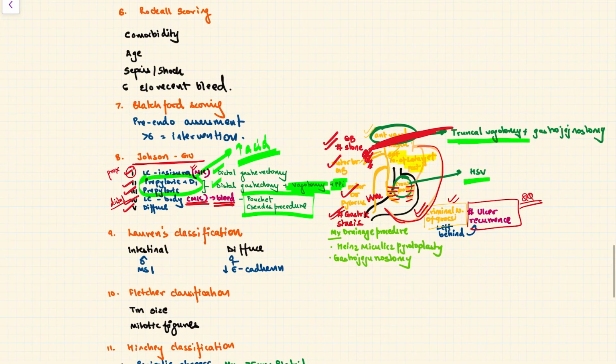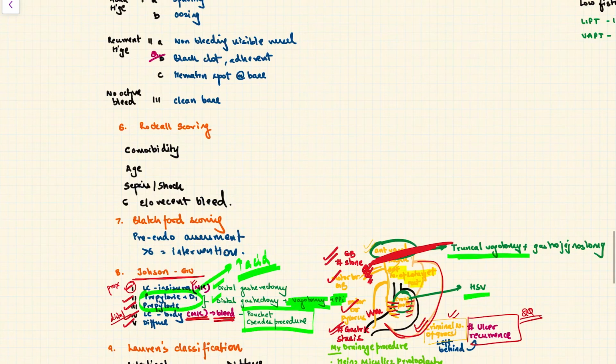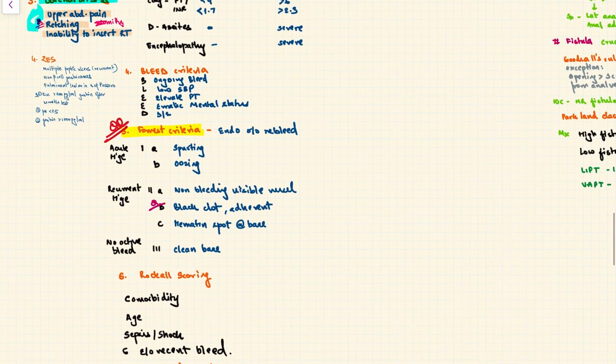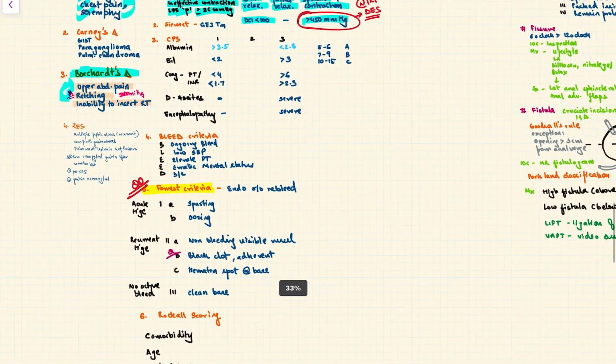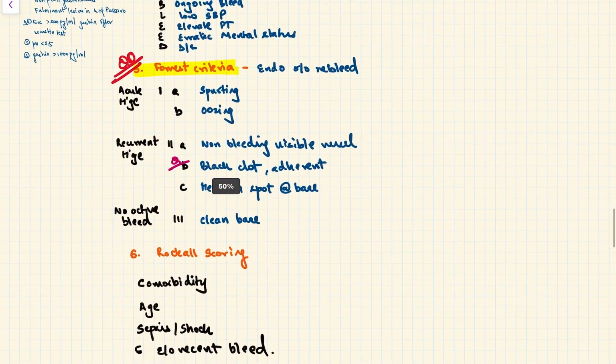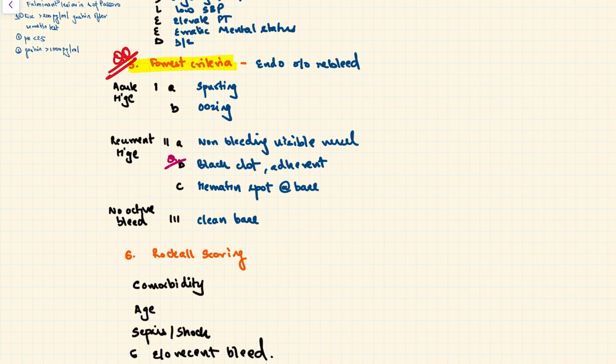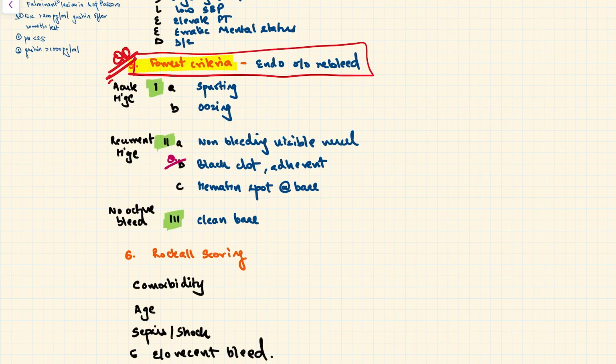Now let us look at the other causes for bleeding, but let's do some important scoring system for bleed, which is asked in almost all the exams, okay? And the most important one that you need to remember is the Forrest criteria, right? It is an endoscopic criteria to see the risk of rebleeding, right? There are three grades, that is grade 1, 2 and 3.